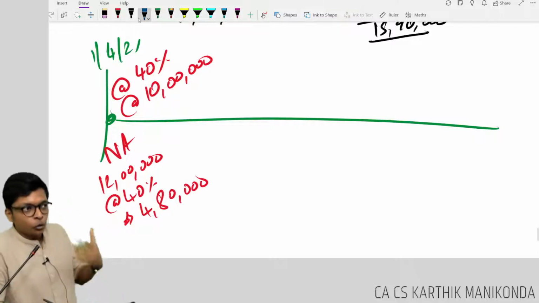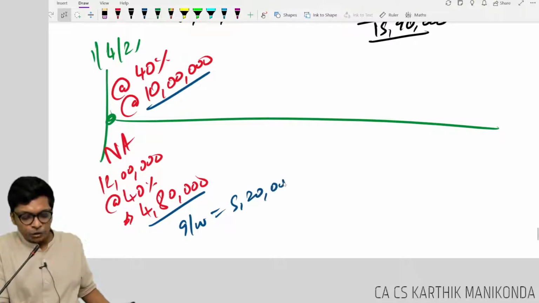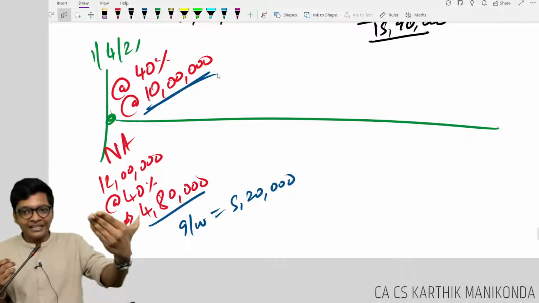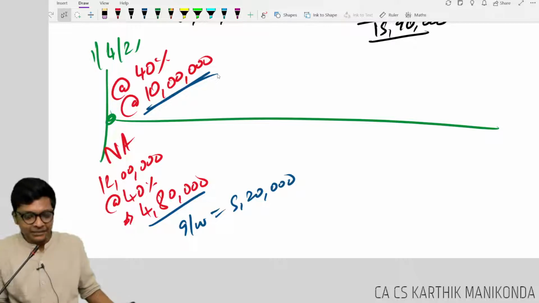Therefore, we found out goodwill while reading the question itself. 10 lakhs minus 4 lakh 80, goodwill is 5 lakh 20. What should I do with this? Split my 10 lakhs as 2: 4 lakh 80 net asset, 5 lakh 20 goodwill. Are you following, guys? Then what happened?